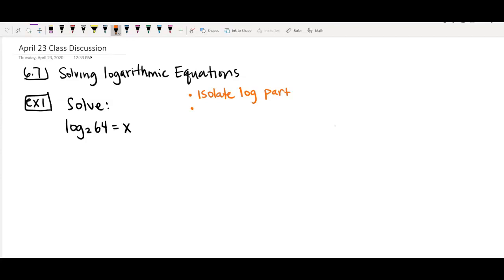Then once you get that log part by itself, now you can change it to exponential form. So you're going to do the base of 2 raised to this power equals this number, right? So change to exponential form. Okay. Let's do that here. So 2 to the x power equals 64.